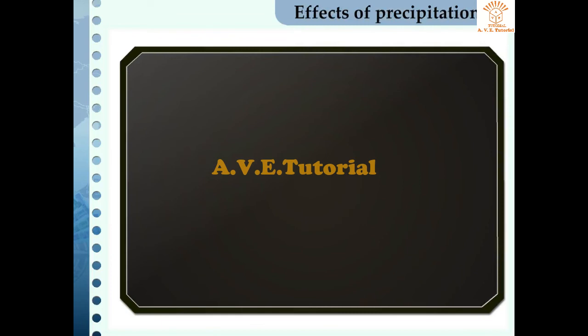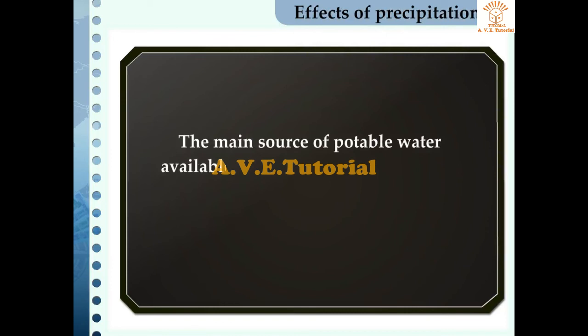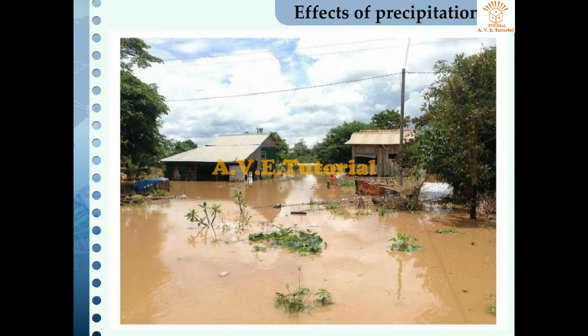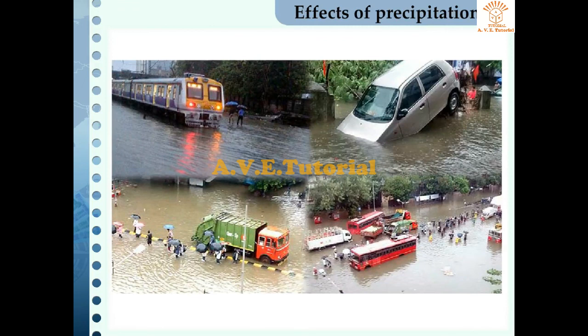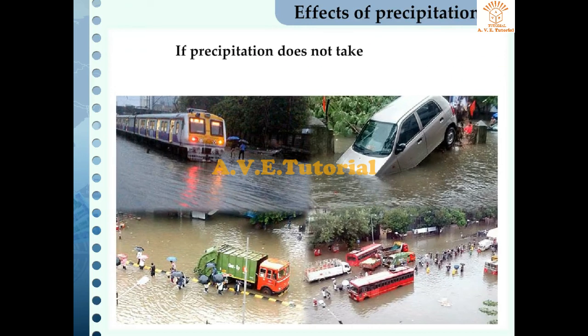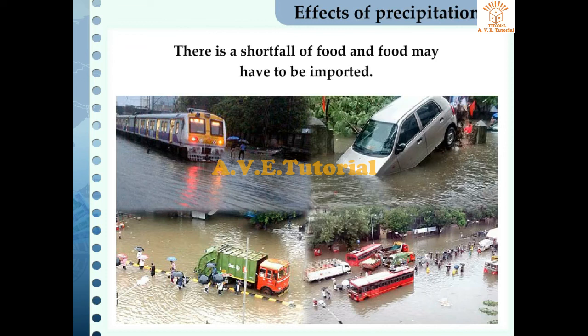Effects of precipitation. The main source of potable water available on the earth is precipitation. As excessive rainfall is destructive, so is the absence of rain. Floods may occur because of heavy rainfall, causing loss of life and property. If precipitation does not take place, then conditions of drought arise. There is a shortfall of food and food may have to be imported. The farmer's condition becomes grave.